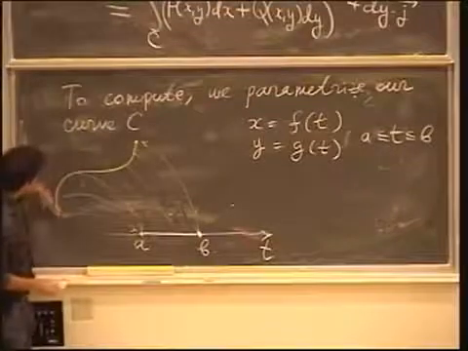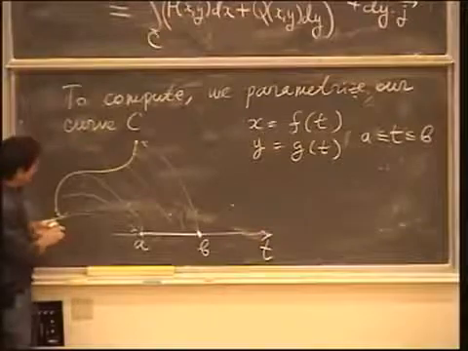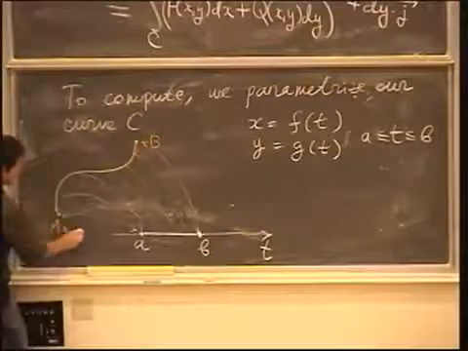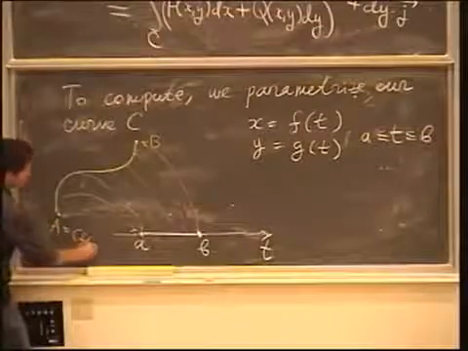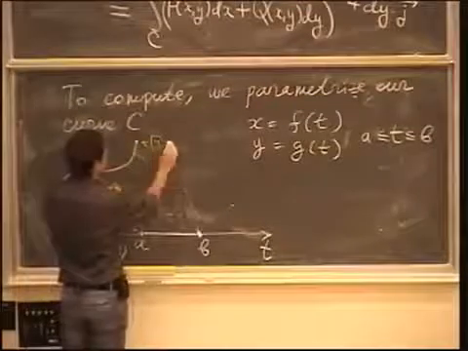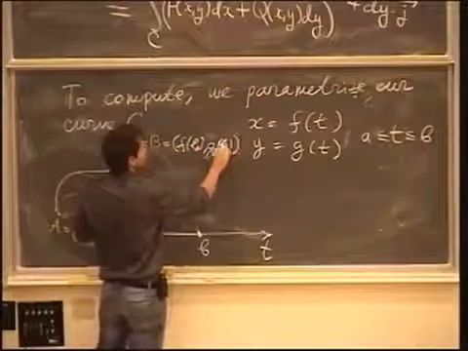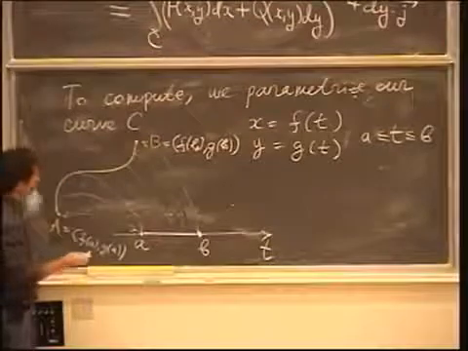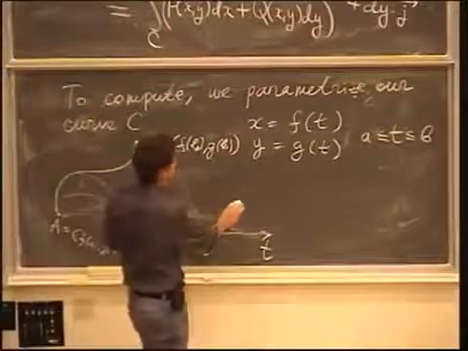So here, the end points were actually points on the plane. That's why I called them capital A and capital B, because actually capital A was a pair of numbers, which now I can write as f of A and g of A. And this B is f of B and g of B, right? And so let's substitute this in this formula. So what do we get?